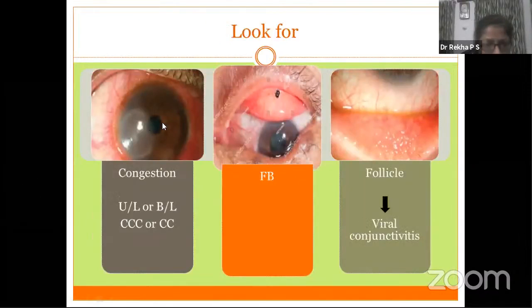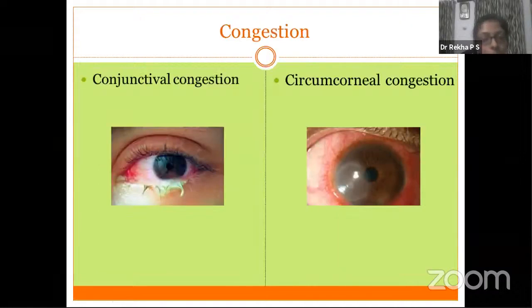So what all should we look for? You can see for any congestion. If you see congestion, see whether it is unilateral or bilateral, and whether it is circumcorneal congestion or conjunctival congestion. Why is it important? In conjunctival congestion, as in conjunctivitis, the congestion will be more towards the fornices, whereas in circumcorneal congestion, it is more around the limbus. So if you see circumcorneal congestion, that means you are dealing with some sight-threatening condition like keratitis or uveitis.